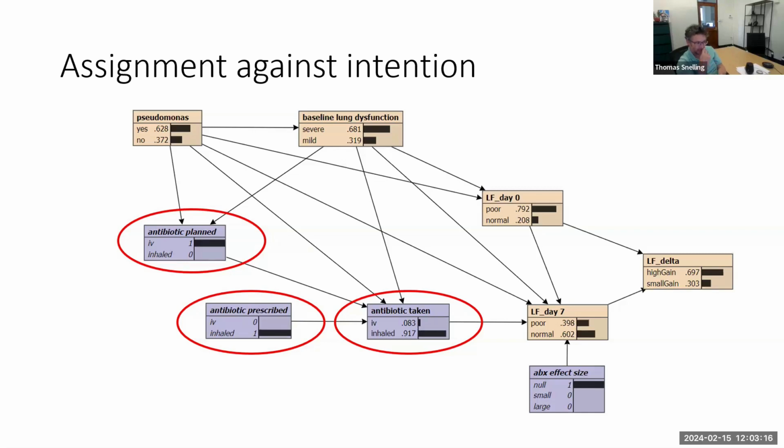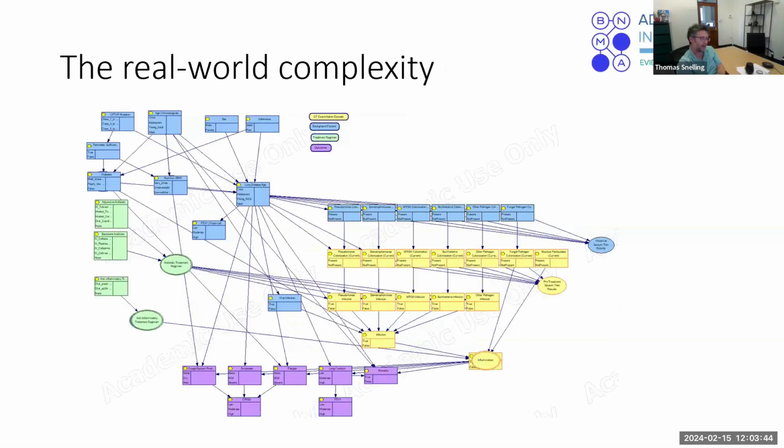And so this is the difference between what we call an intention to treat effect, where there could be a discrepancy between what someone is assigned to do and what they actually do in practice, and what is traditionally called a per protocol effect, where there's perfect alignment between what someone is assigned to do and what they actually do in practice.